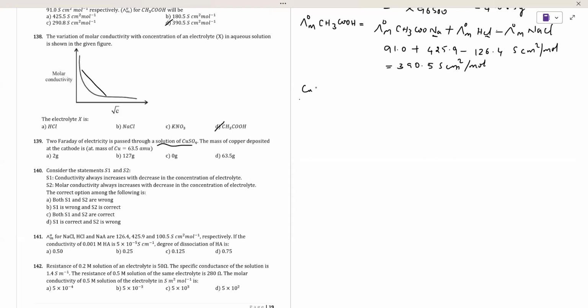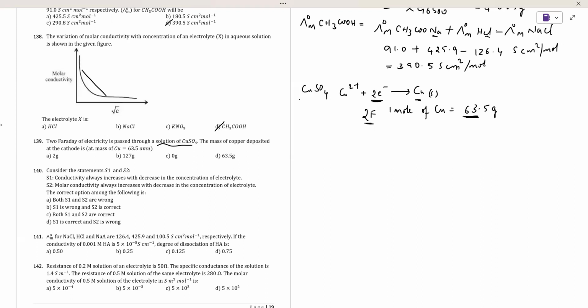In the case of CuSO4, Cu is in the 2+ oxidation state. So in order to deposit 1 mole of Cu2+ as 1 mole of solid copper, we require 2 electrons, which means 2 moles of electrons, and hence it is also understood that 2 Faraday of electric charge is required to deposit 1 mole of copper. And we know 1 mole of copper has a molar mass equal to 63.5 grams. So this is the molar mass.